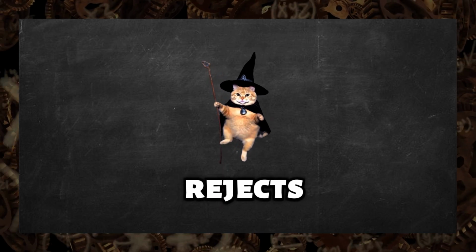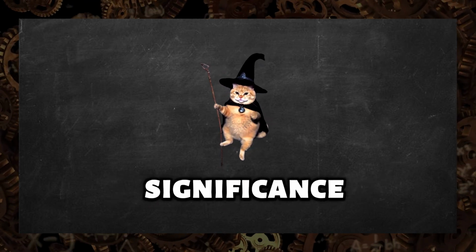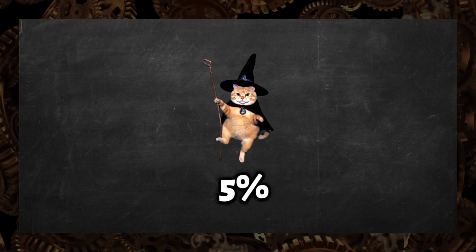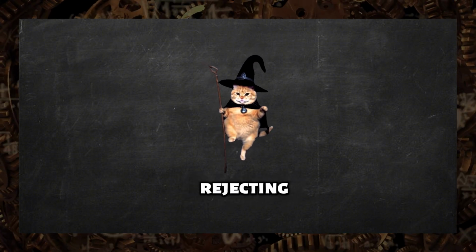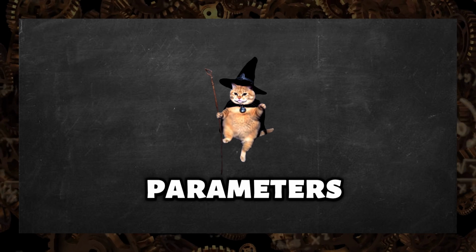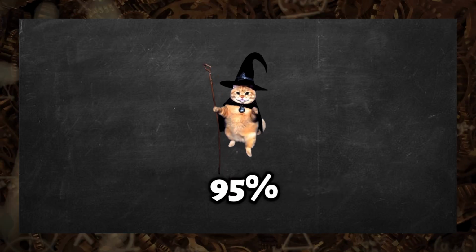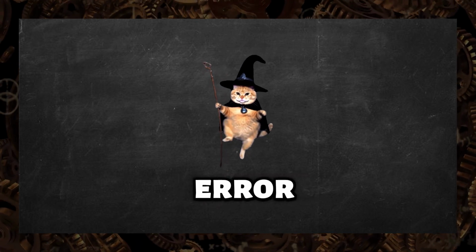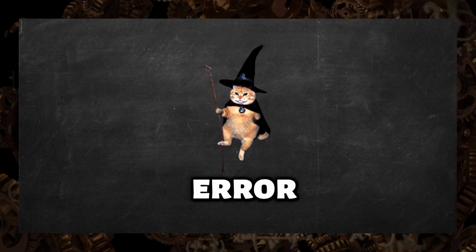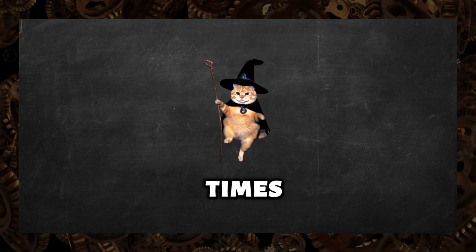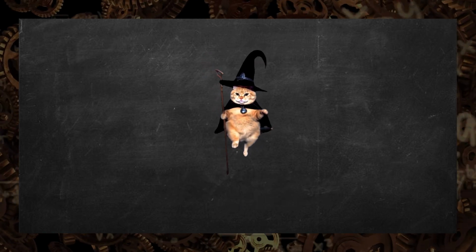Low p rejects null, indicating significance, commonly at the 0.05 level, meaning a 5% chance of error if rejecting. Confidence intervals estimate parameters, like a 95% interval around the sample mean plus or minus a margin of error, derived from the standard error: standard deviation over square root n times a critical value.